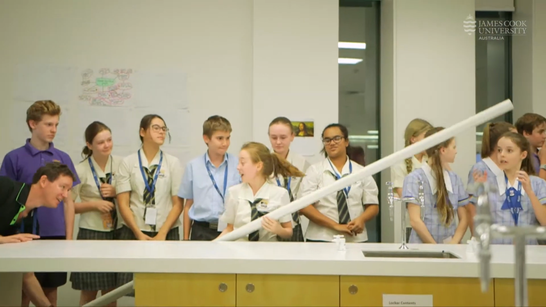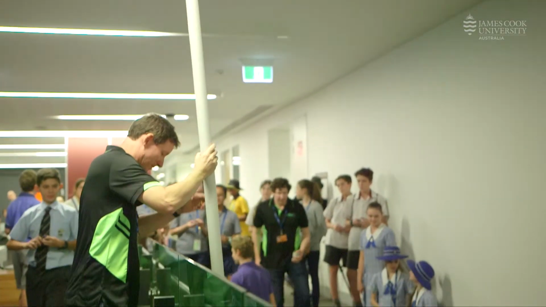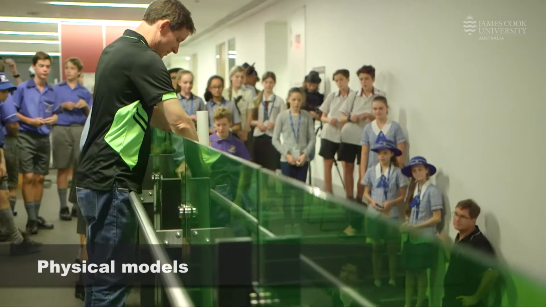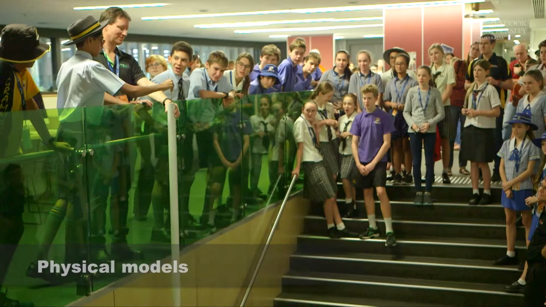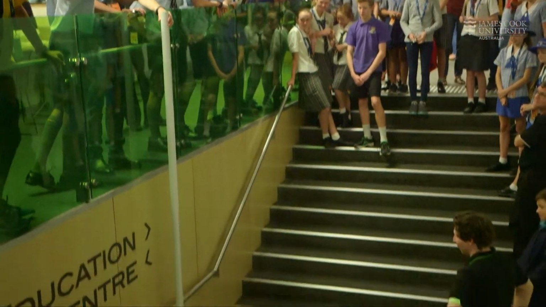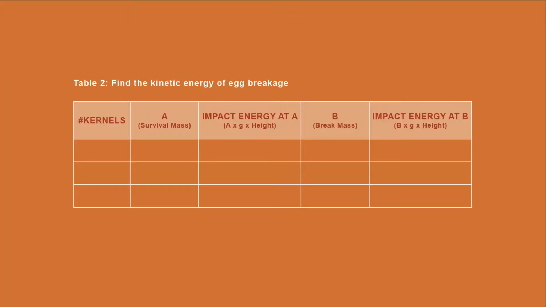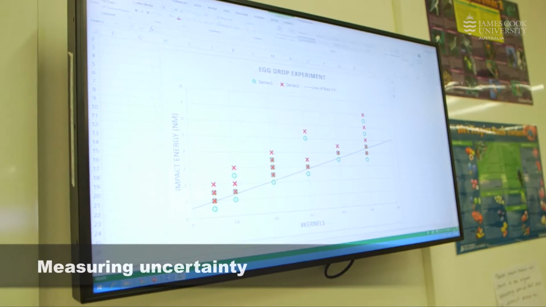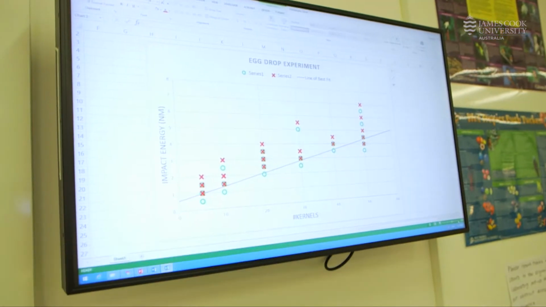The workshop highlights how real-world situations can be modelled using physical models. The same concepts and mathematical calculations can be applied to the model. The calculations use formulae students might relearn in science or in senior school. This workshop also demonstrates that graphs can be used, even when there is uncertainty in the data.